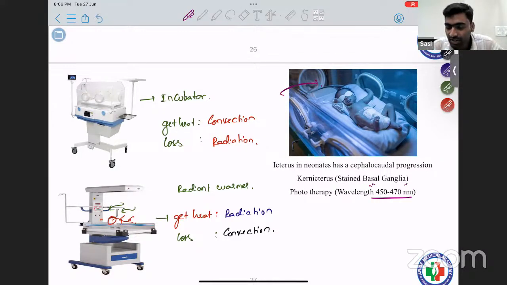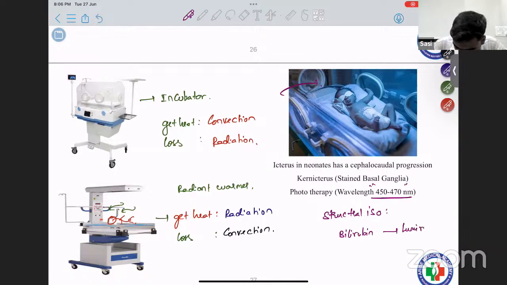Remember, the most common mechanism, you are getting it correct, and there is some confusion. The most common mechanism by which this phototherapy works is structural isomerism, in which this bilirubin will be converted into lumirubin, which is actually a water-soluble structure which can be excreted by our kidneys. Okay, which can be excreted by our kidneys. This is the most common mechanism.